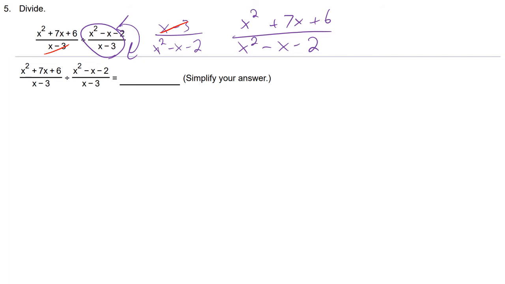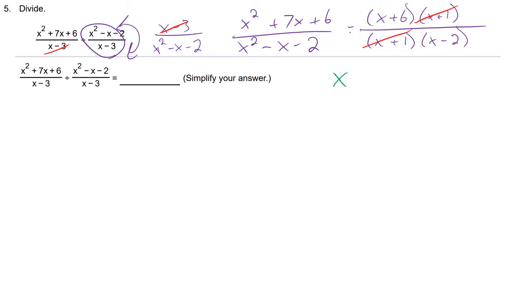And that's a good start, although that is not all the way simplified, because like we saw earlier, we still need to factor each of those. So I'm going to factor the top and factor the bottom. The top is going to be x plus 6 and x plus 1. The bottom is going to be x plus 1 and x minus 2. From there, we can cancel something out on the top and bottom. And that means our final answer is going to be x plus 6 over x minus 2.